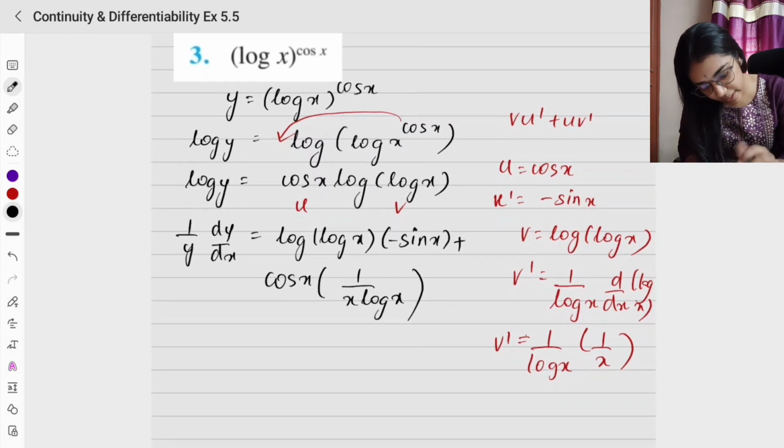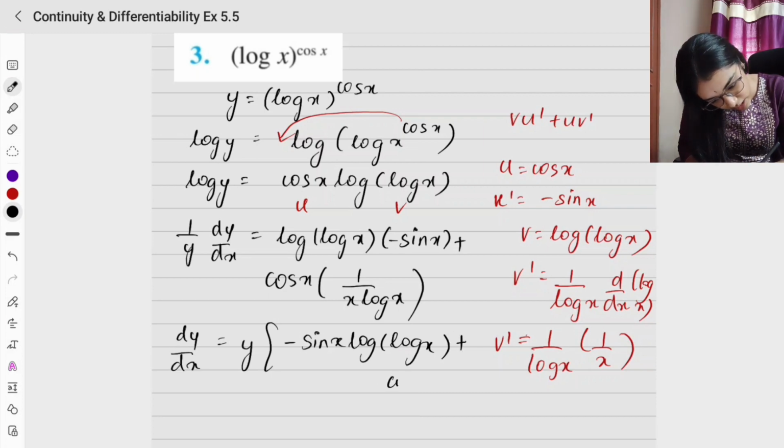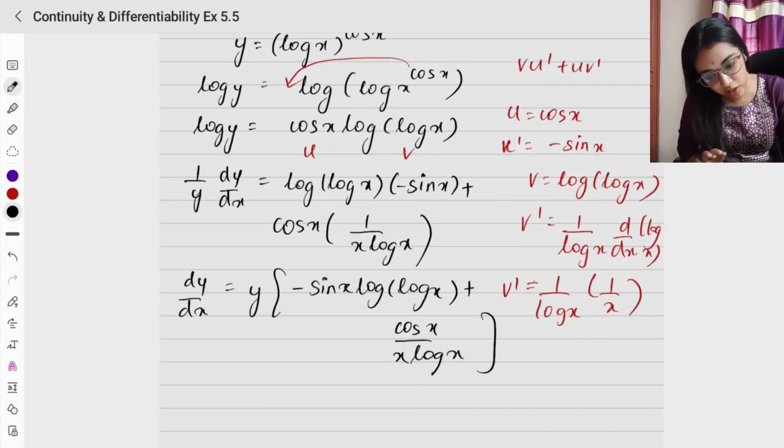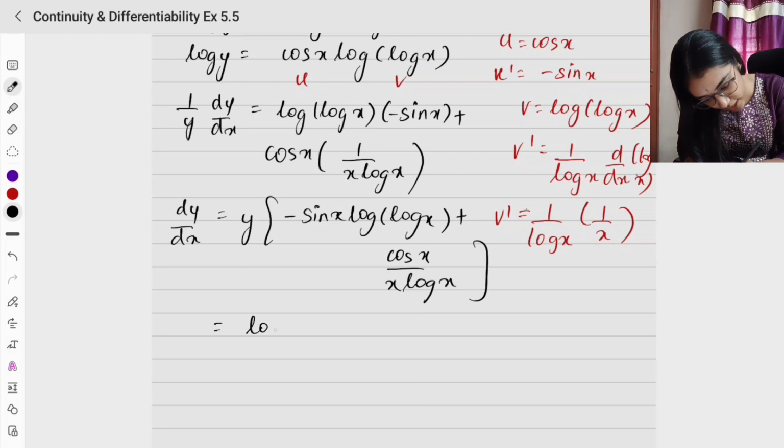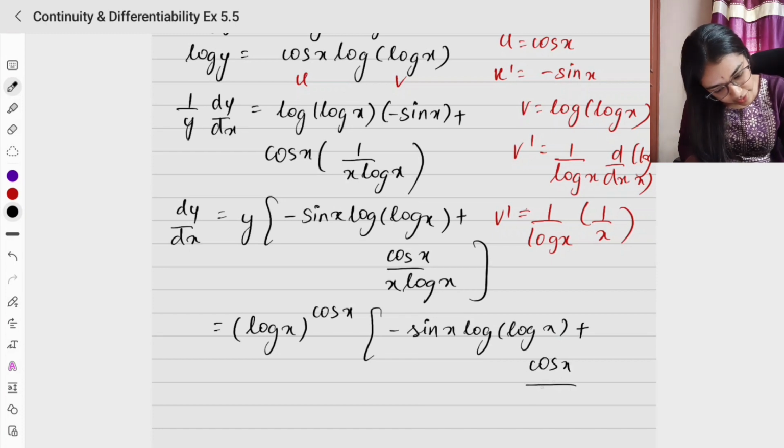Now dy by dx is going to be y times minus sin x log of log x plus cos x divided by x log x. But what is my y? Log x to the power cos x. I'll substitute log x to the power of cos x times, and the other terms we just write as they are. So minus sin x log of log x, I cannot simplify anything further, plus cos x divided by x log x. Okay, please copy.